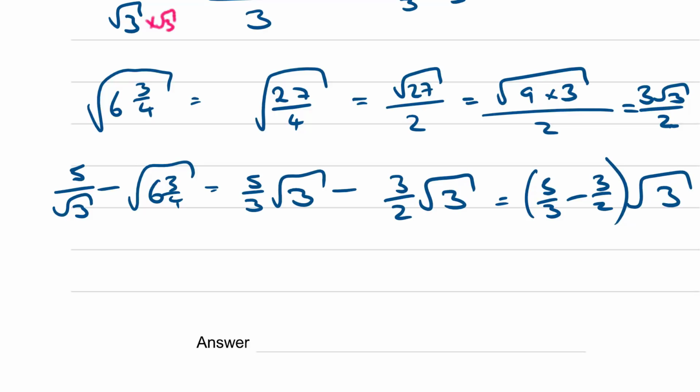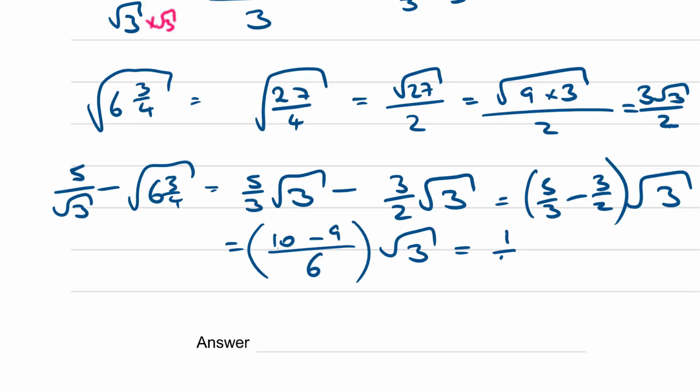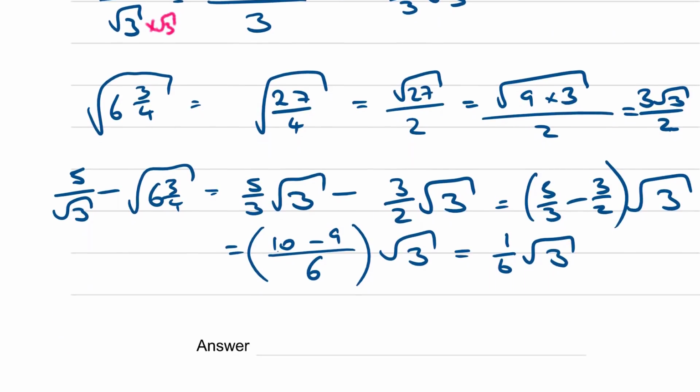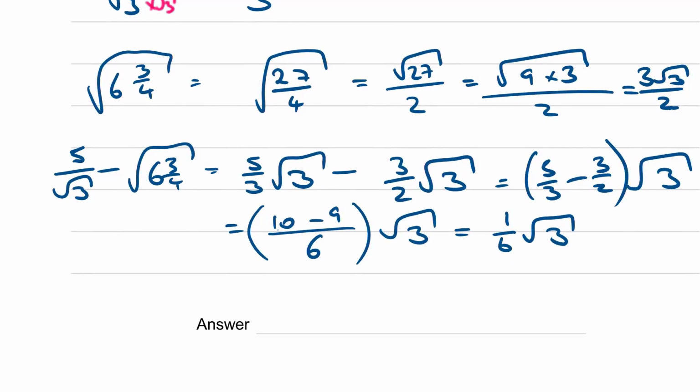Common denominator would be 6. So that would be equal to, 3 goes into 6 twice. That would be 10/6 minus, 2 goes into 6 3 times, 10/6 minus 9/6, which is 1/6 of root 3. So that is in the form k root 3, where k is 1/6. A little bit horrible, but we got there.